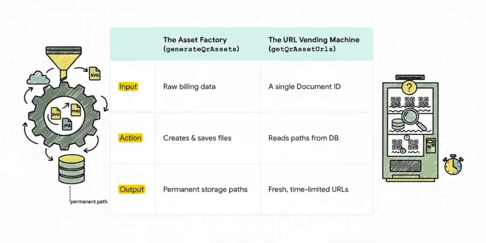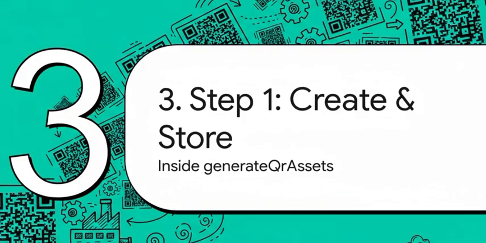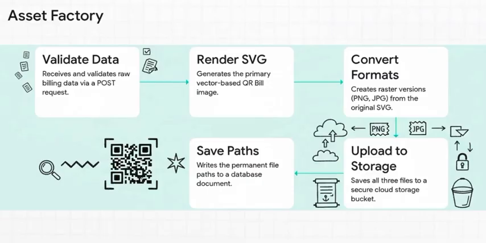So let's pop the hood on the first part of our system, the asset factory. This is the Generate QR Assets function. This is where all the creation happens, safely and securely behind the scenes. The whole process is super methodical and robust. First, it gets that raw billing data and cleans it up, validates everything. Is the IBAN format right? Are we missing any fields?